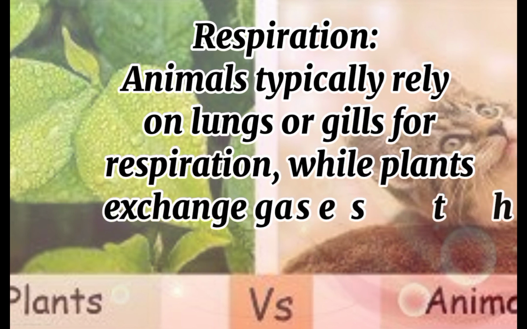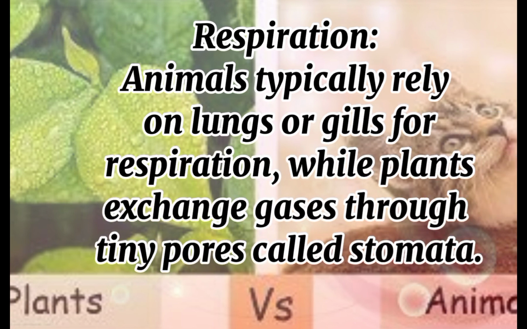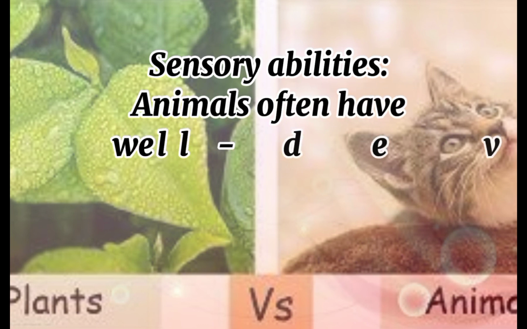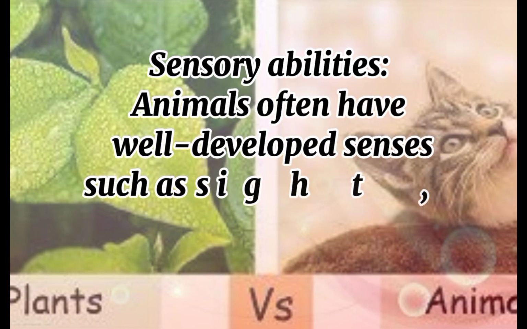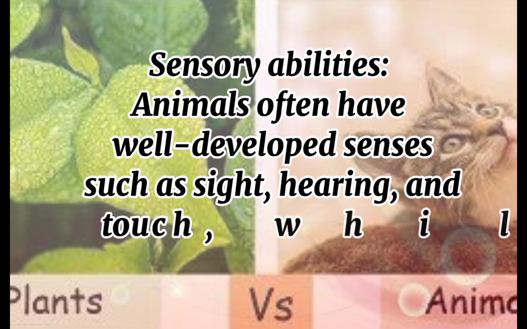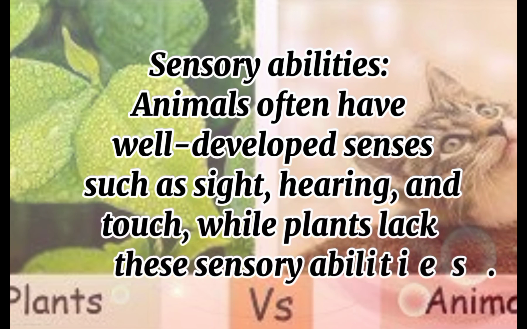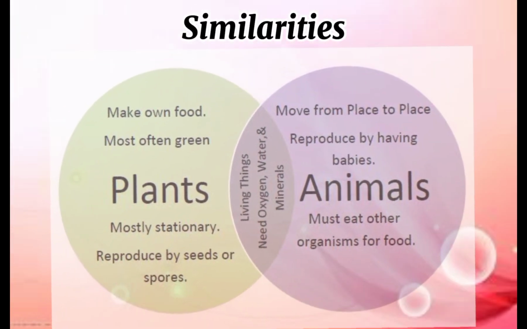Respiration. Animals typically rely on lungs or gills for respiration, while plants exchange gases through tiny pores called stomata. Sensory abilities. Animals often have well-developed senses, such as sight, hearing, and touch, while plants lack these sensory abilities. Similarities.